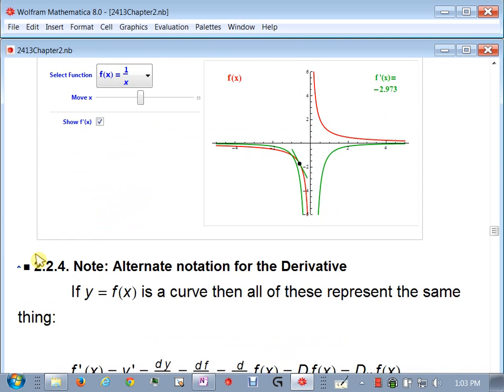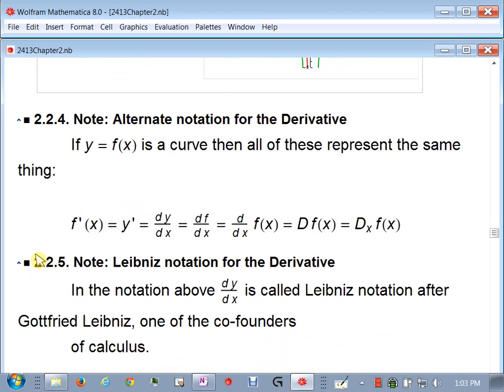So now, some notation. Anytime that we have a function, y is equal to f of x, then there's different ways for me to tell you to find its derivative. I can write f with the little prime mark. That means the derivative. I could also write y with the prime mark. That would be find the derivative. I could write dy dx. Okay, dy dx means take the derivative.